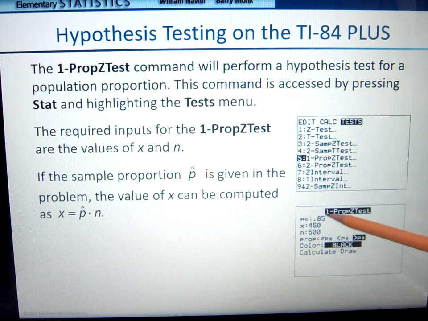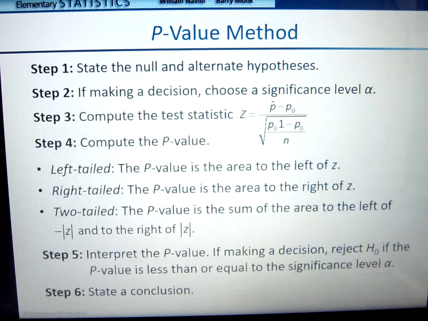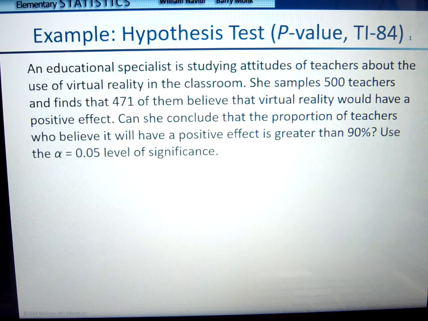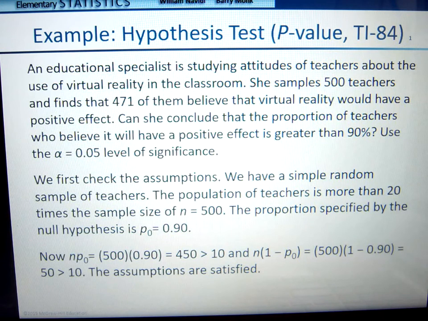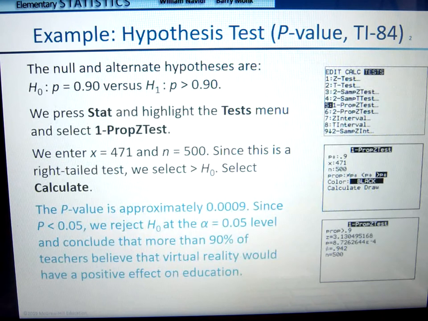So here we have it. Now we're going to state the null and alternate hypotheses, and make a decision, choosing the significance level. These are all the same as what we looked at before. We checked the assumptions already and we're good. And we look at the null and alternate hypotheses. Oh, sorry, let me go back here. So the p-value is approximately this value. Since it's less than 0.05, we once again are going to reject the null, and we can conclude again that more than 90% of the teachers believe that virtual reality will have a positive effect.